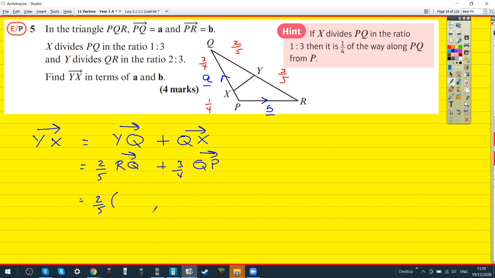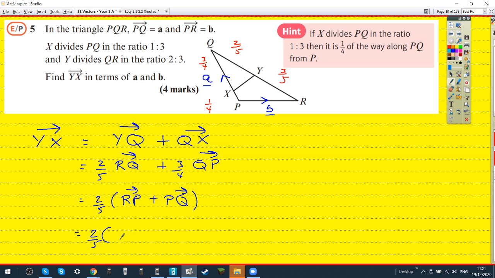Could you just do R with 3/5 RY? It's true, it's going to be the same stuff, but along known vector lines. So R to Q, you could go R to P and then P to Q. So what is R to P and P to Q?